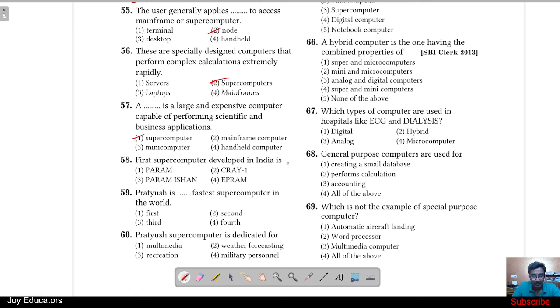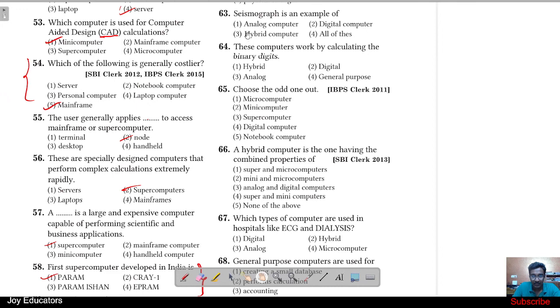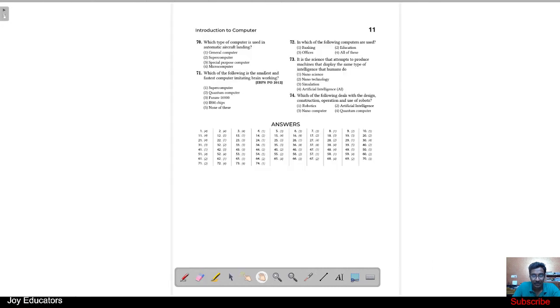Okay, this is your time. What is the answer of this? It is Param. Oh, perfect. And Pratyush is dash fastest supercomputer in the world. Fourth. Okay, we don't need all this. So let us go to the important part. Okay, this is not much important here. And yeah, there we go.